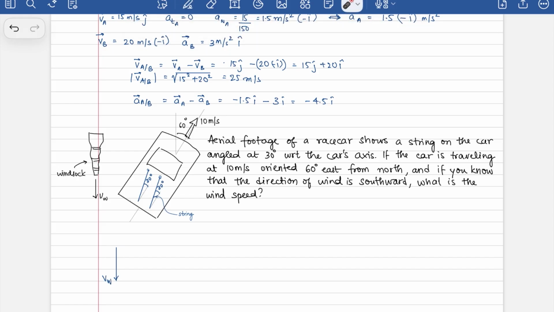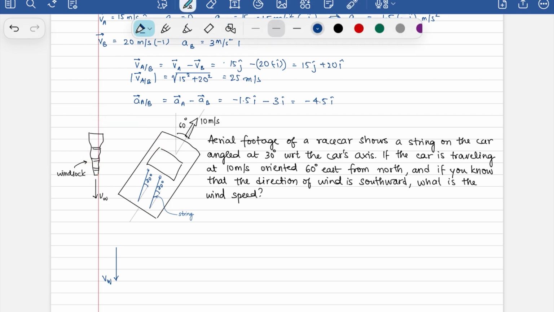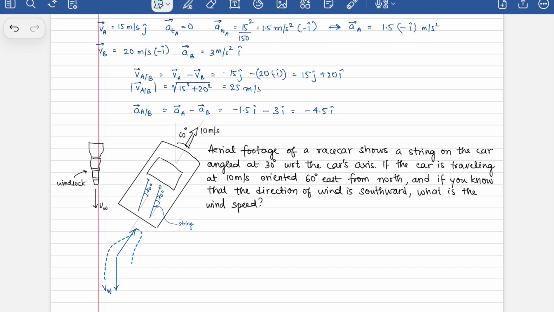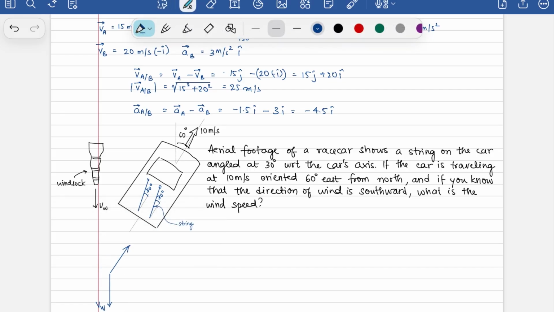The windsock, which I'm sure you've seen, is something that rotates based on the direction of the wind so that you know in what direction the wind is flowing. So this here is the wind velocity, the vector. It's also given to you that the car's velocity vector is in this orientation. This is 10 meters per second, and I'm going to call this the velocity of the car.